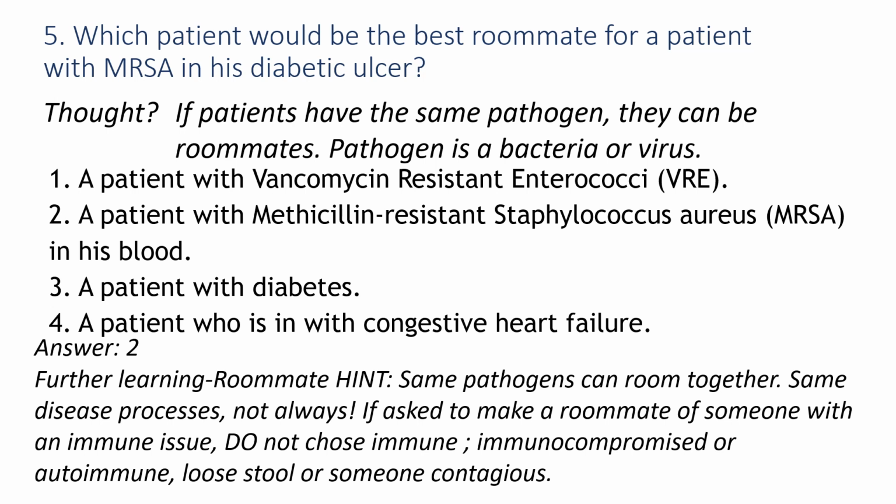So final thought here, the roommate hint to getting these right is at the bottom of the screen here. Same pathogens can room together, like MRSA, VRE, TB could even room together, 2 people with COVID can room together, but the same disease process, not always. If asked to make a roommate of somebody with an immune issue, do not choose anybody who has an immune problem like immunocompromised or autoimmune. Also stay away from people with loose stool, and of course stay away with someone contagious if you're trying to protect somebody's immune system.